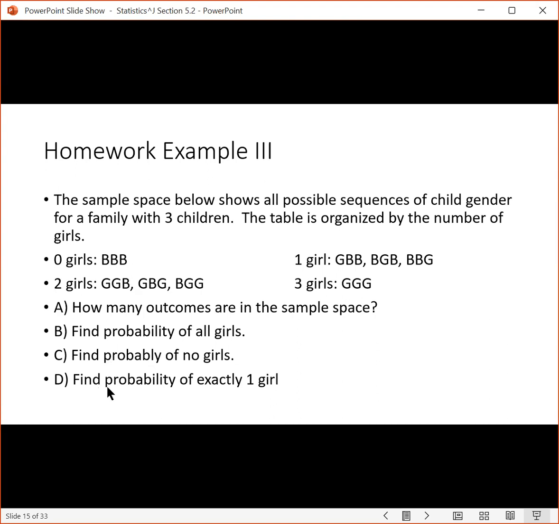And then finally, we want to find the probability of exactly 1 girl. All right, well, this doesn't have exactly 1 girl. Nope, those don't. Those have 2 girls. That has 3 girls. Nope, we just want these. These are the only possibilities that have 1 girl. So we've got 1, 2, 3 that's in our event space out of a total of 8.